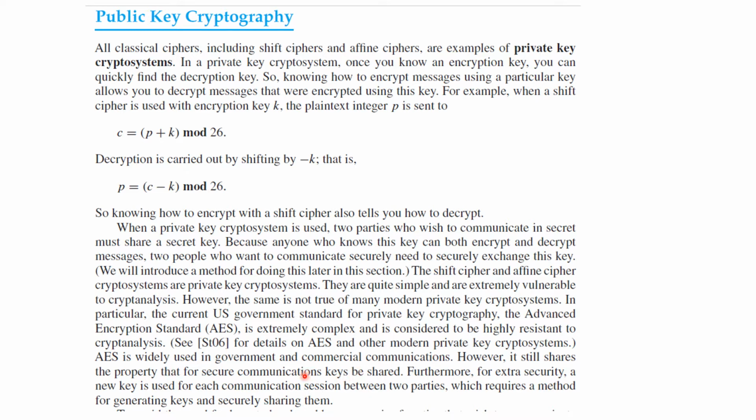AES is widely used in government and commercial communications, but it still shares the property that a secure communications key must be shared. And for extra security, a new key is used for each communication session because they don't want the key being stolen. So that requires a method for generating keys and securely sharing them. And again, more about this later.